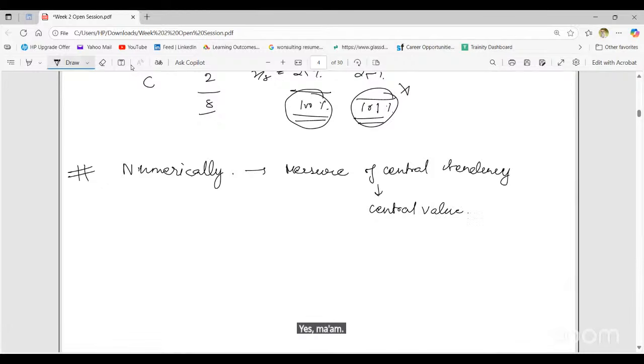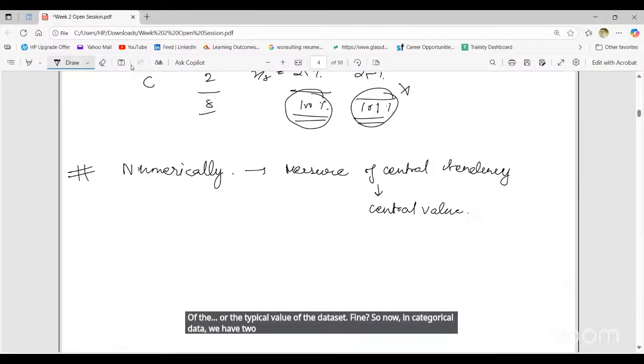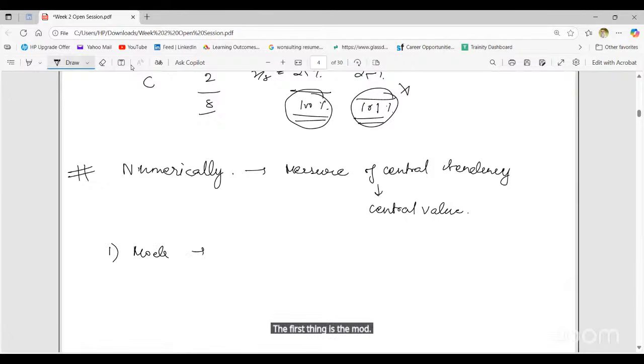In categorical data, we have two types of measure of central tendency. The first is the mode. What is the mode? The value that appears most often in a data set, the one having the highest frequency. That is my mode.